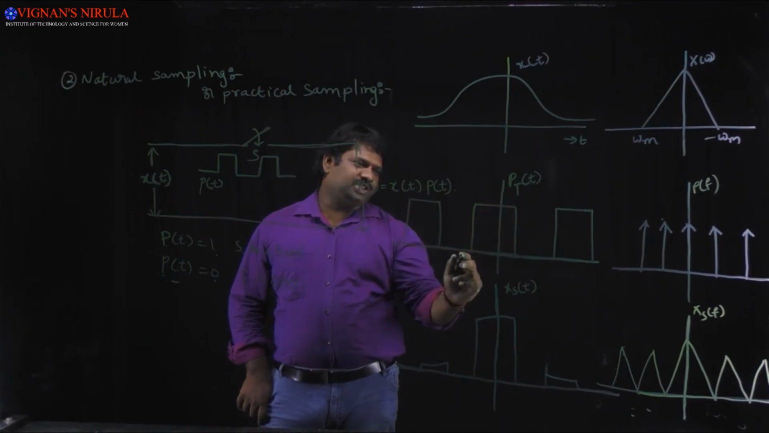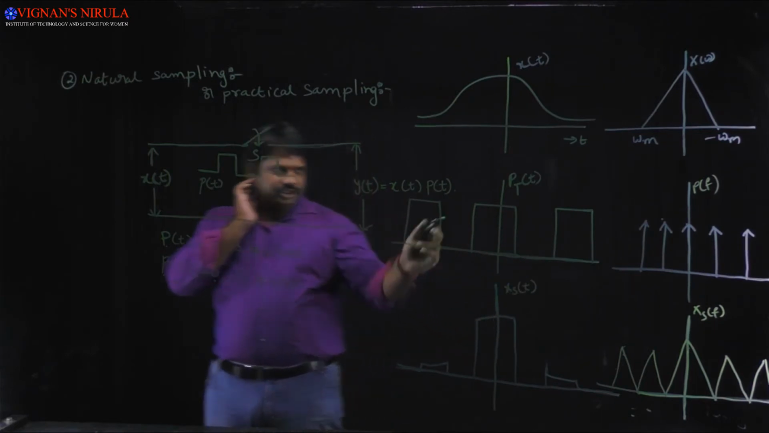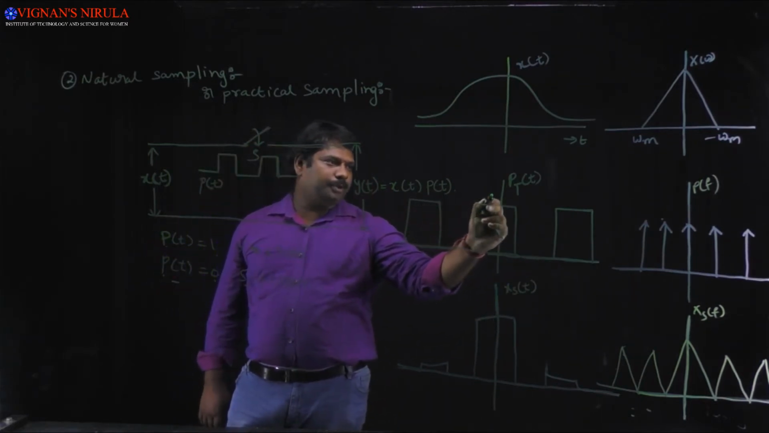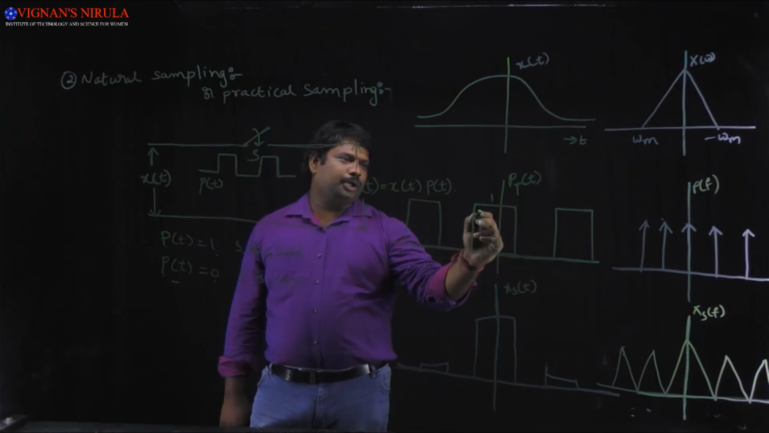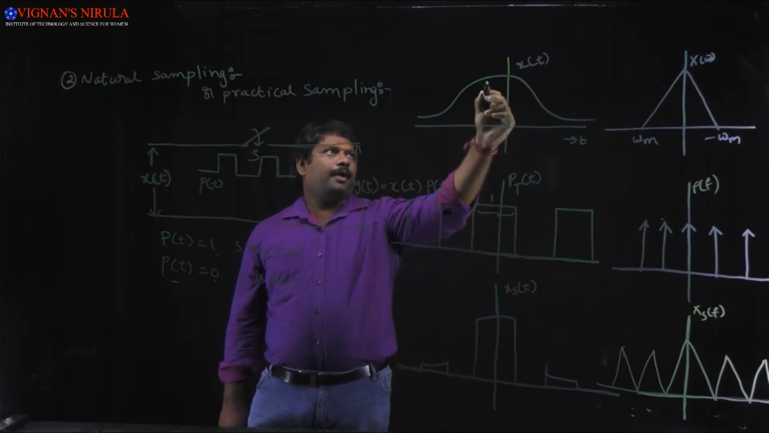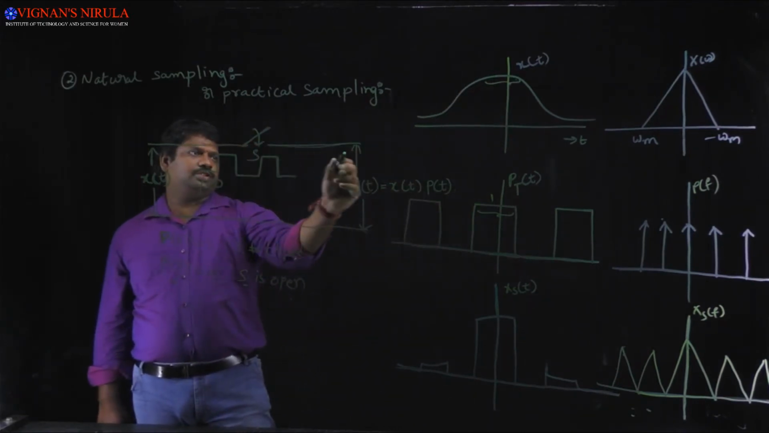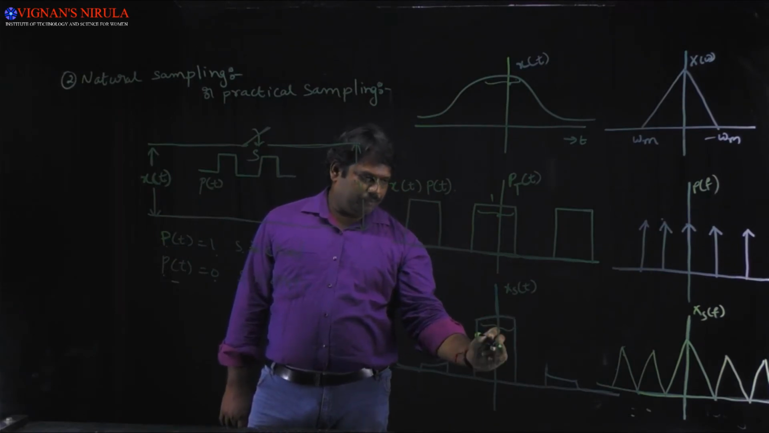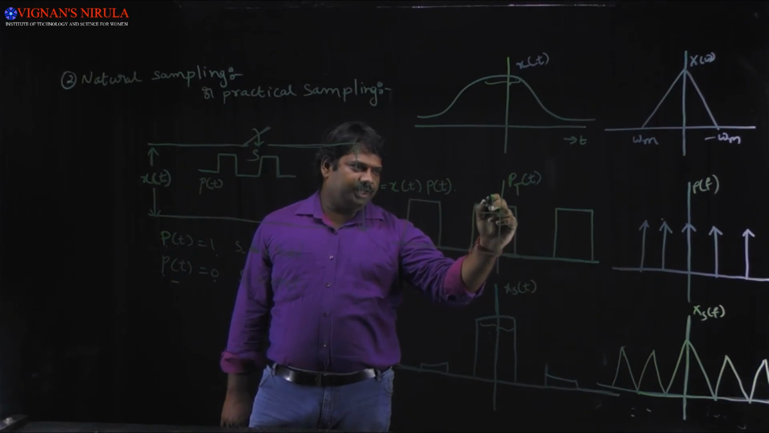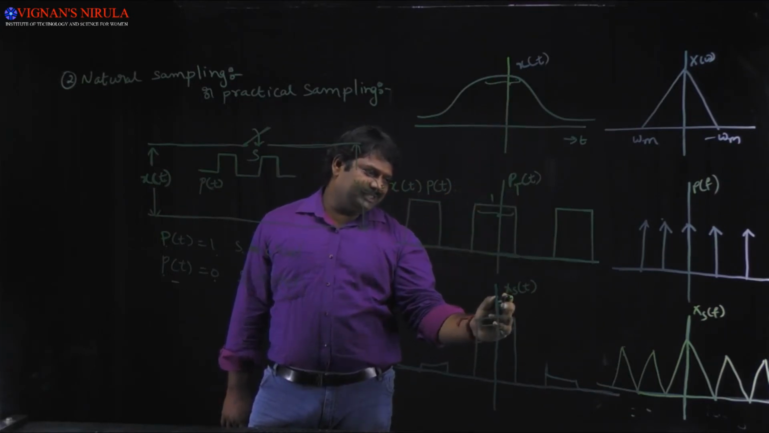Next one is p of t, which is nothing but a square waveform, like this. And when p of t is 1 here, the switch will be closed. For this entire duration while the switch is closed, whatever signal is present will be produced as our output. That's why we get the sampled version during this duration. While p of t is 1, whatever the signal x of t is for this duration will be produced as our sample, that is xs of t.